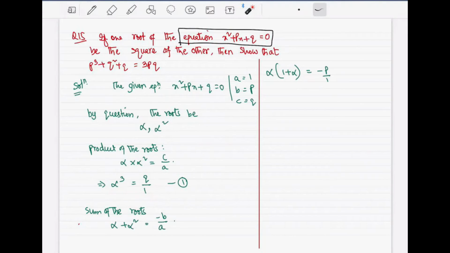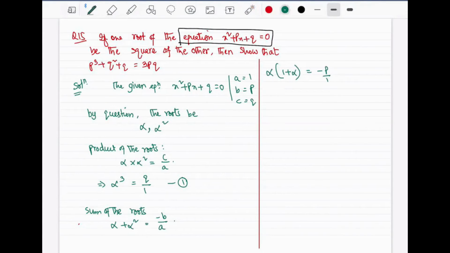This is the product. On the left hand side, we obtain alpha cube. The actual value in terms of the coefficient is q. For the sum of the roots, we obtain minus p. Look at what the question wants. The question wants us to show that p cube plus q square plus q is equal to 3pq. The hint to be taken here is there is a p cube. How do we obtain p cube? Cube this. If you cube here, then there will be a cube on this side also.